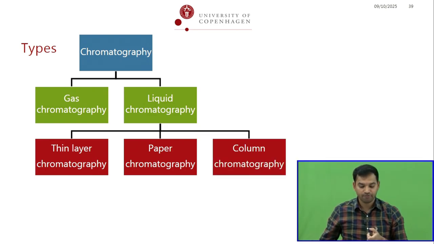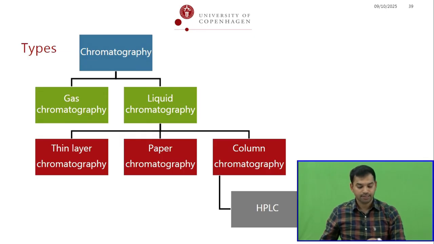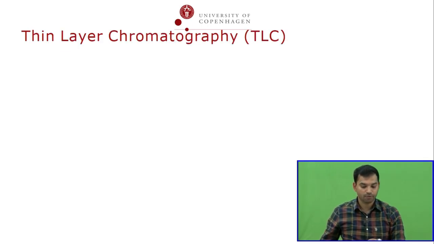So, as I said, chromatography is divided into gas, liquid, thin layer and paper chromatography, and column chromatography. They all come under the liquid chromatography category. And then HPLC, which is high performance liquid chromatography.